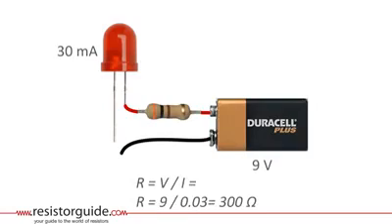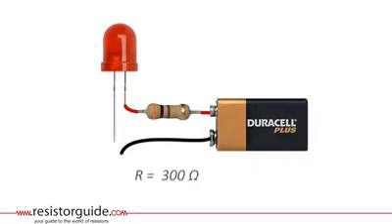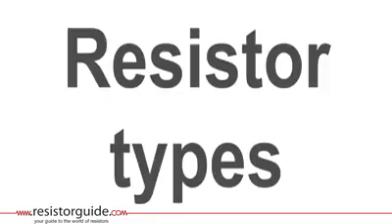Using Ohm's law again, we know that the resistance is equal to voltage divided over current, or 9 volts divided over 0.03 amps is 300 ohms. If we now connect also the negative lead and create a circuit, the LED emits a nice red light. Using the resistor for an LED circuit is just one application, but there are numerous other applications and purposes for resistors. To give a complete overview would be absolutely impossible in this short video.